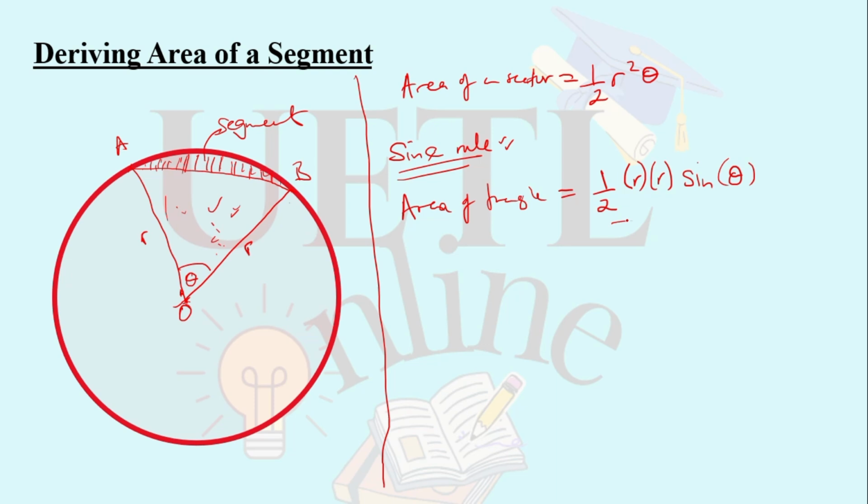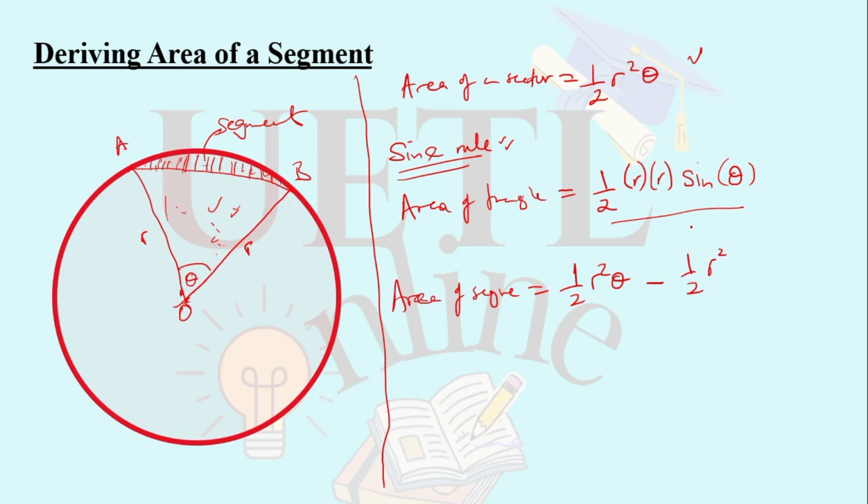Now, to find the area of this segment, the only thing we have to do is take the area of this whole sector and subtract the area of this triangle. This means that the area of the segment is equal to the area of the sector, which is half r squared theta, then we subtract this one, which is half r squared.